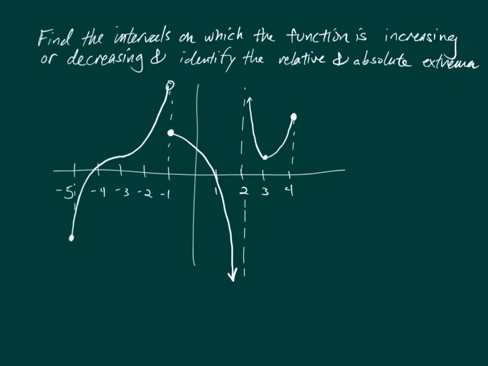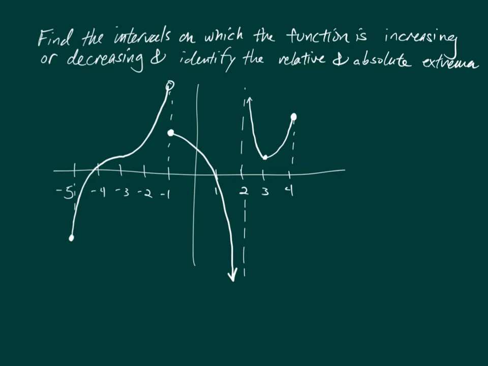Before we get to finding the intervals of increasing and decreasing just given a function equation, we're going to do it given a graph. So you can see here we start out with this graph and we're asked to find the intervals on which the function is increasing or decreasing and identify the relative and absolute extrema. So what we need to do here is to identify relative and absolute extrema. I think we should do that first.